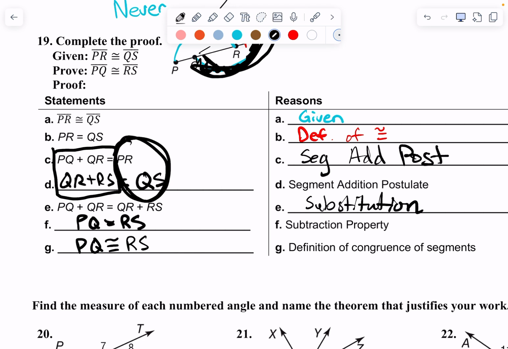Because you're subtracting the QR from both sides. Do you see that? Yeah, you're fine. Good question. Okay, questions about the proof.